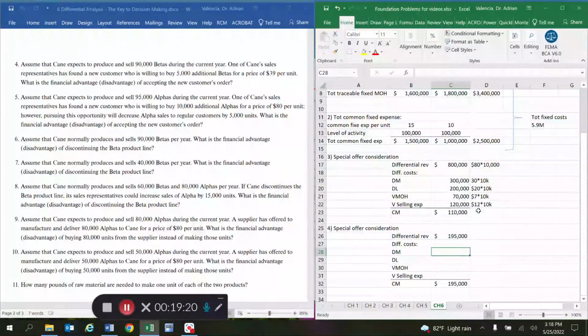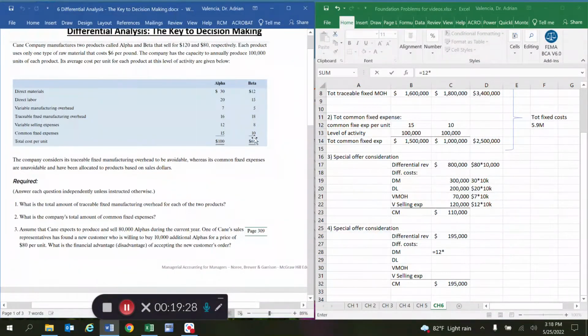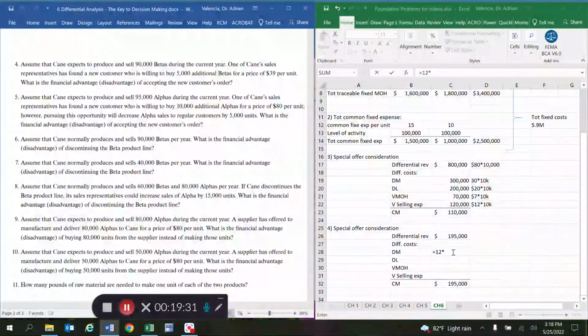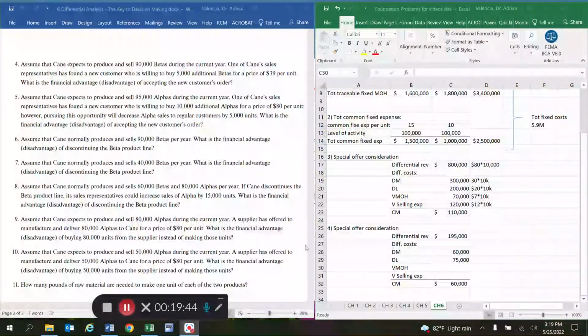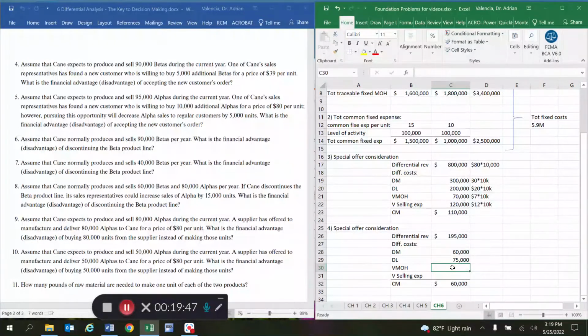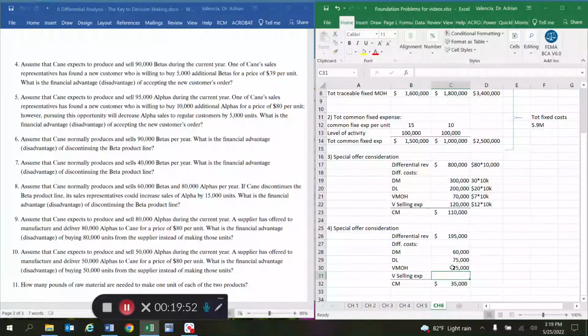Then the direct materials is going to equal $12 for the betas. That's given. $12 for beta. And we're going to use all this data right here. $12 times 5,000 units because that's differential. Direct labor is $15 times 5,000 units. Again, I'm considering that because that's differential. Variable manufacturing overhead is $5 times 5,000 units. That's 25. And then finally, variable selling times 5,000 units.